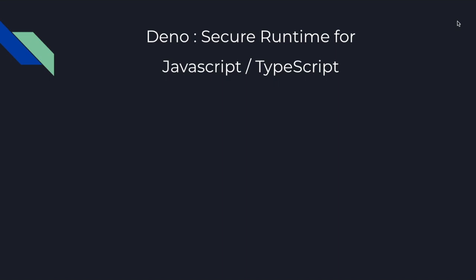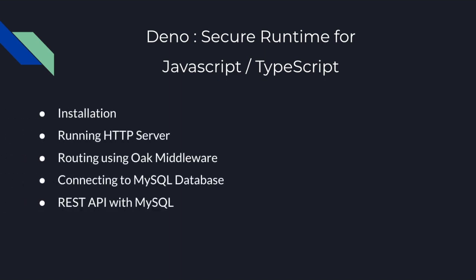Deno is a secure runtime for JavaScript and TypeScript. In this tutorial, we will learn how to do Deno installation, running an HTTP server, routing using Oak middleware, how to connect to a MySQL database, and a REST API with database connection.